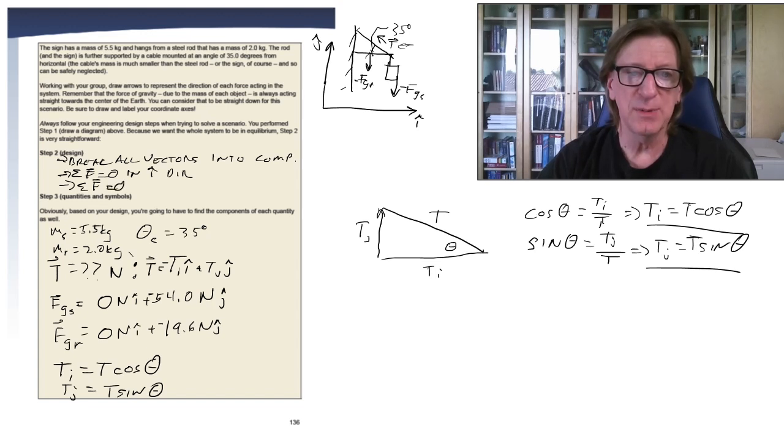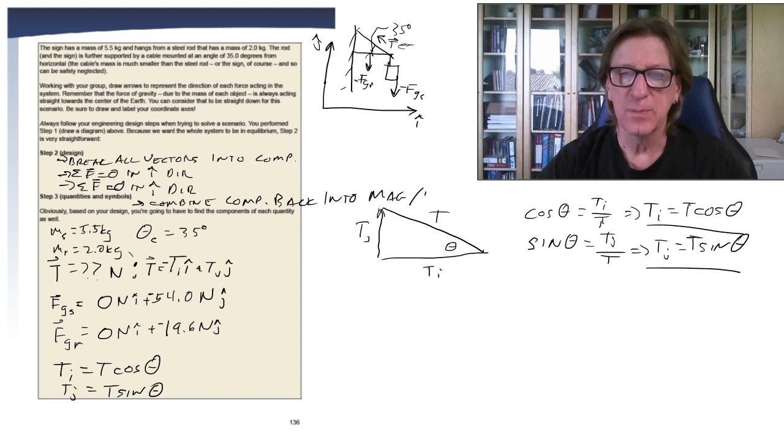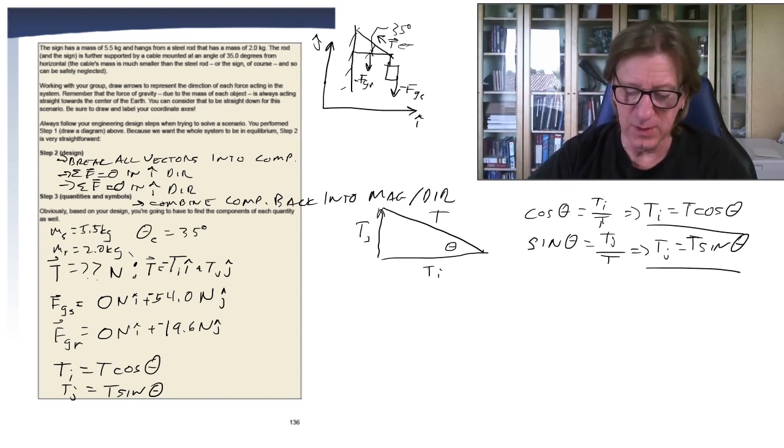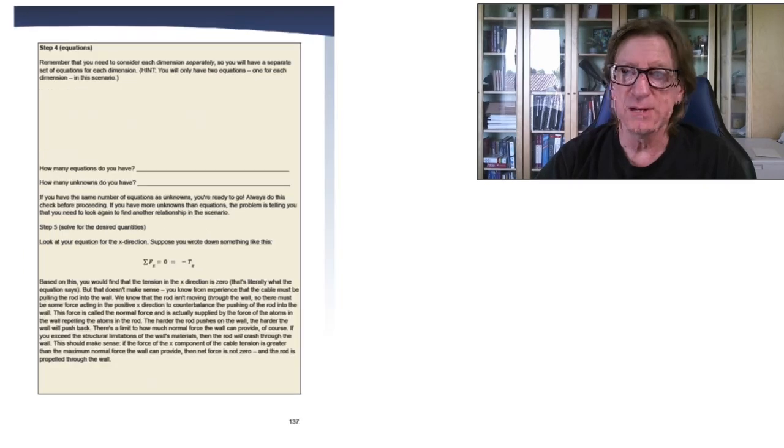So just because I'm in equilibrium in the i hat direction does not mean that I'm going to be in equilibrium in the j hat direction. And then our final step, which I'll just put down here, is combine our components back into magnitude and direction, because we need to know what the magnitude of that tension is. So there's our plan. That's what we've got worked out. We've got all of our symbols identified, and we should be good to go, right? All right. So let's take a look then on the next page.